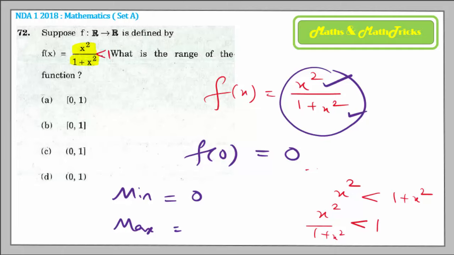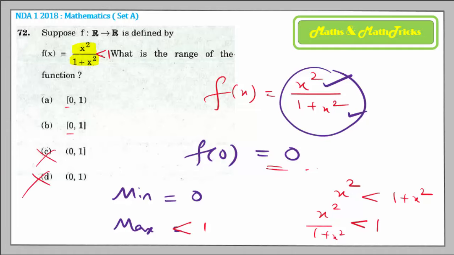So basically the maximum value is just below 1. Okay, the maximum value is just below 1. So you can clearly now see in the options that closed at 0 is required. So it is there in option A, B. Okay, so C and D strike out.